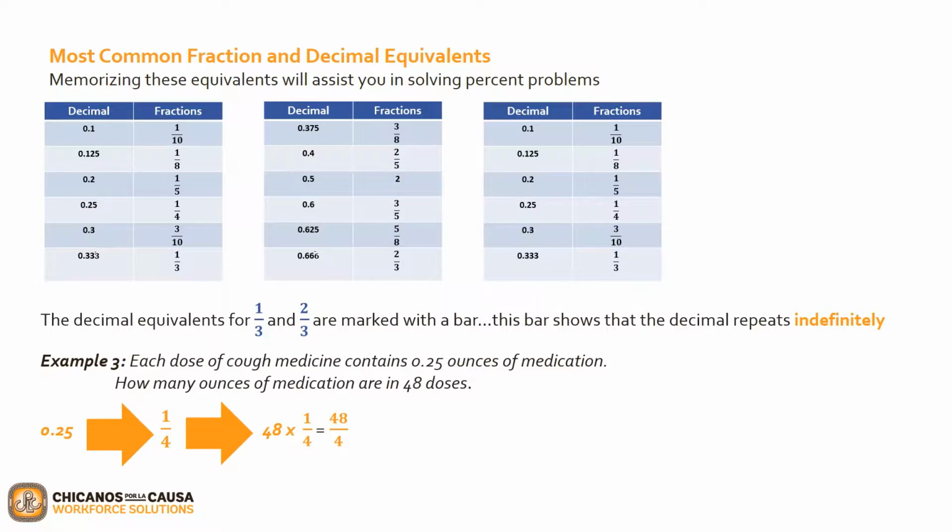So really what we're looking at is 48 over 1 times 1 over 4. This gives us 48 over 4. If we were to reduce this, we know that 4 goes into 48 12 times. Therefore, this gives us a final answer of 12 ounces. Therefore, there are 12 ounces of medication in 48 doses.